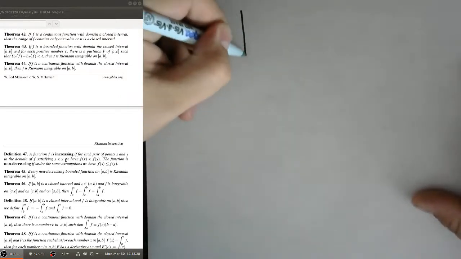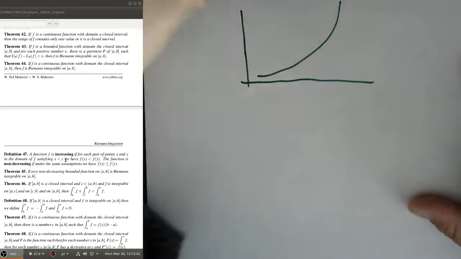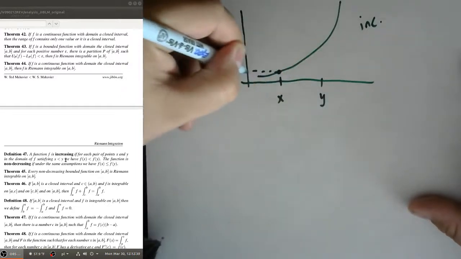So let's look at definition 47, and this is a very college algebra kind of definition. It says a function is increasing if for each pair of points x and y, with x less than y, you have f of x is less than f of y. So the basic thing in Calc 1, like this, is increasing, because if x is less than y, then you look at the value of the functions.